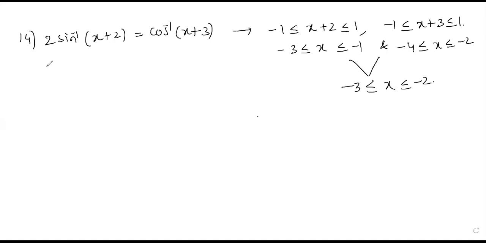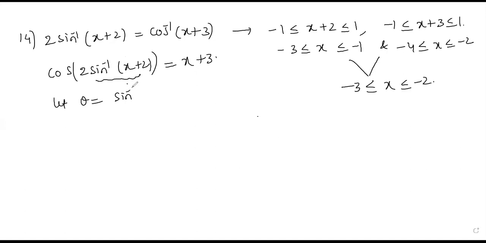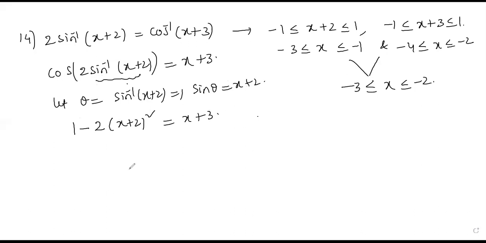So we can rewrite this equation as cos of 2 sine inverse of x plus 2 is equal to x plus 3. So now the same thing, let theta be equal to sine inverse of x plus 2. Then sine of theta is equal to x plus 2. Then LHS is cos 2 theta. Cos 2 theta in terms of sine theta is 1 minus 2 sine square theta. Sine square theta means we'll get x plus 2 whole square, equal to x plus 3.